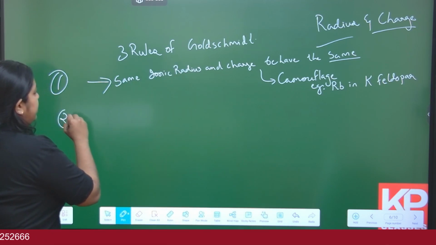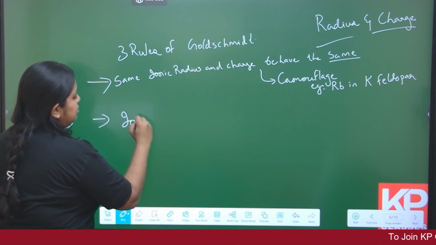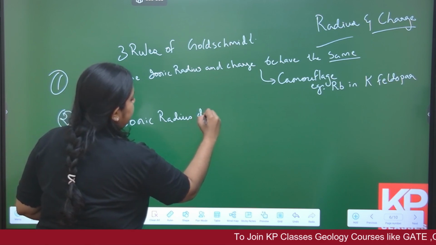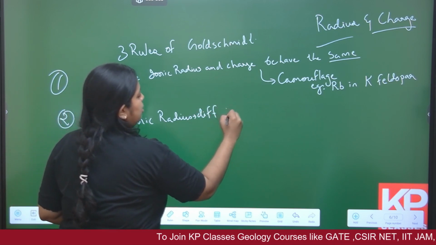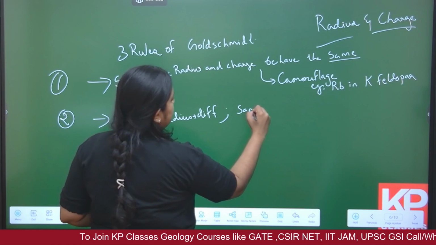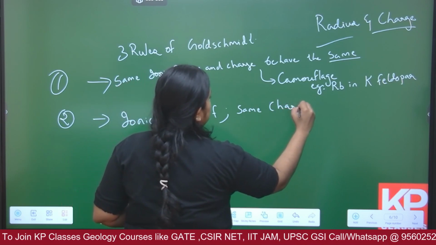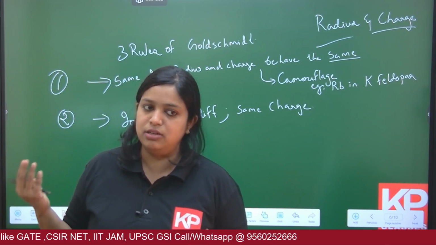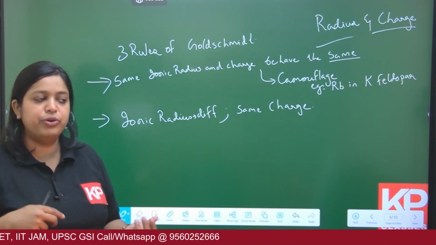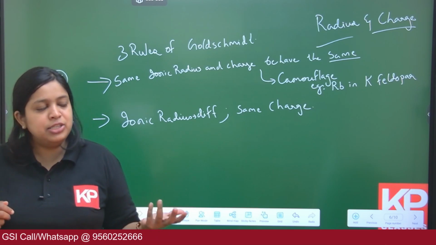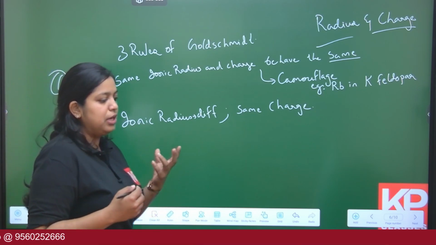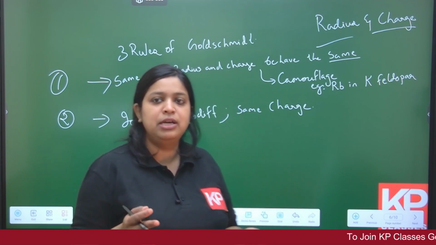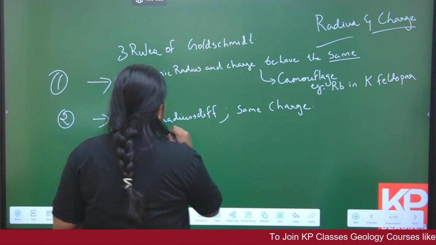So the second case is where the ionic radius is different but the charge is the same. Two elements that have different ionic radius and the same charge. So what will happen in this case? The element with the larger ionic radius will prefer to stay in the melt.